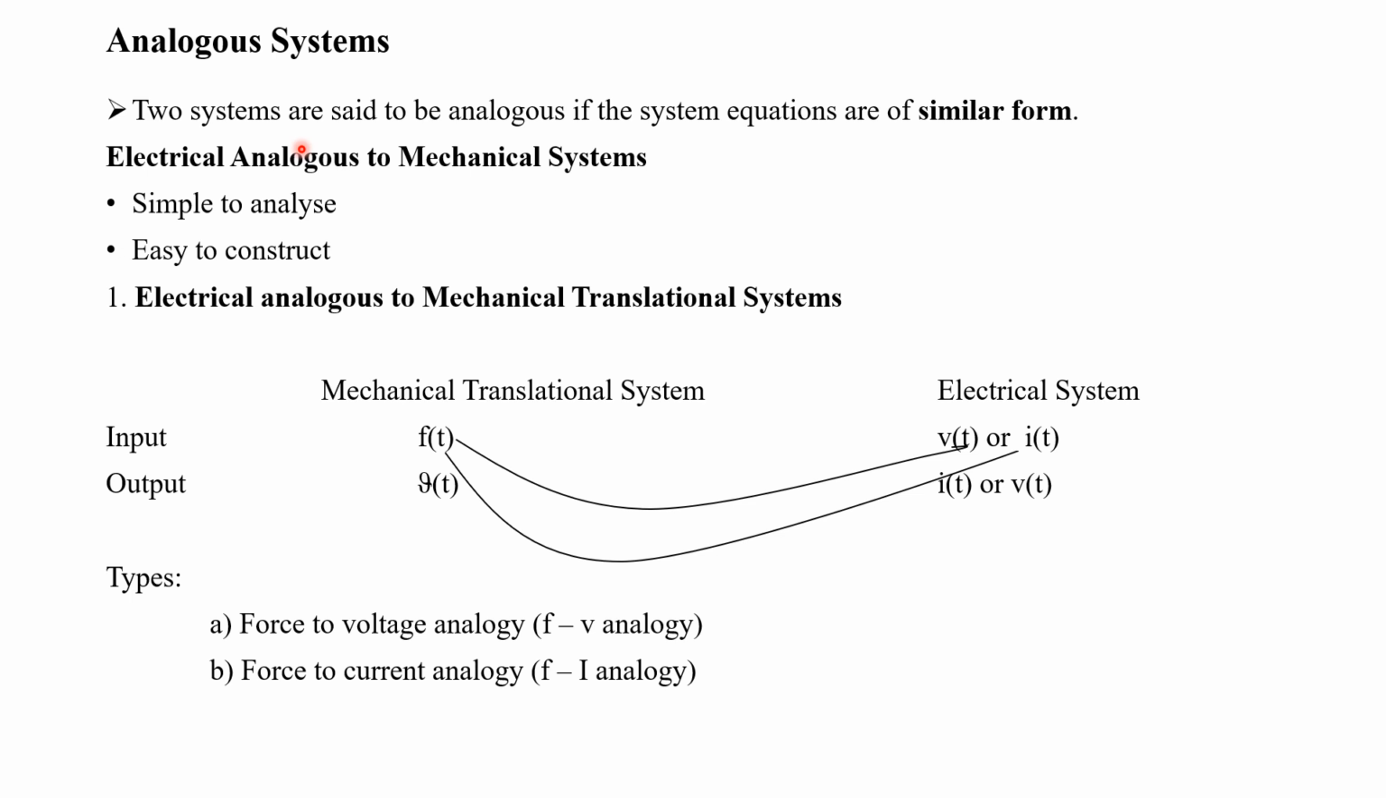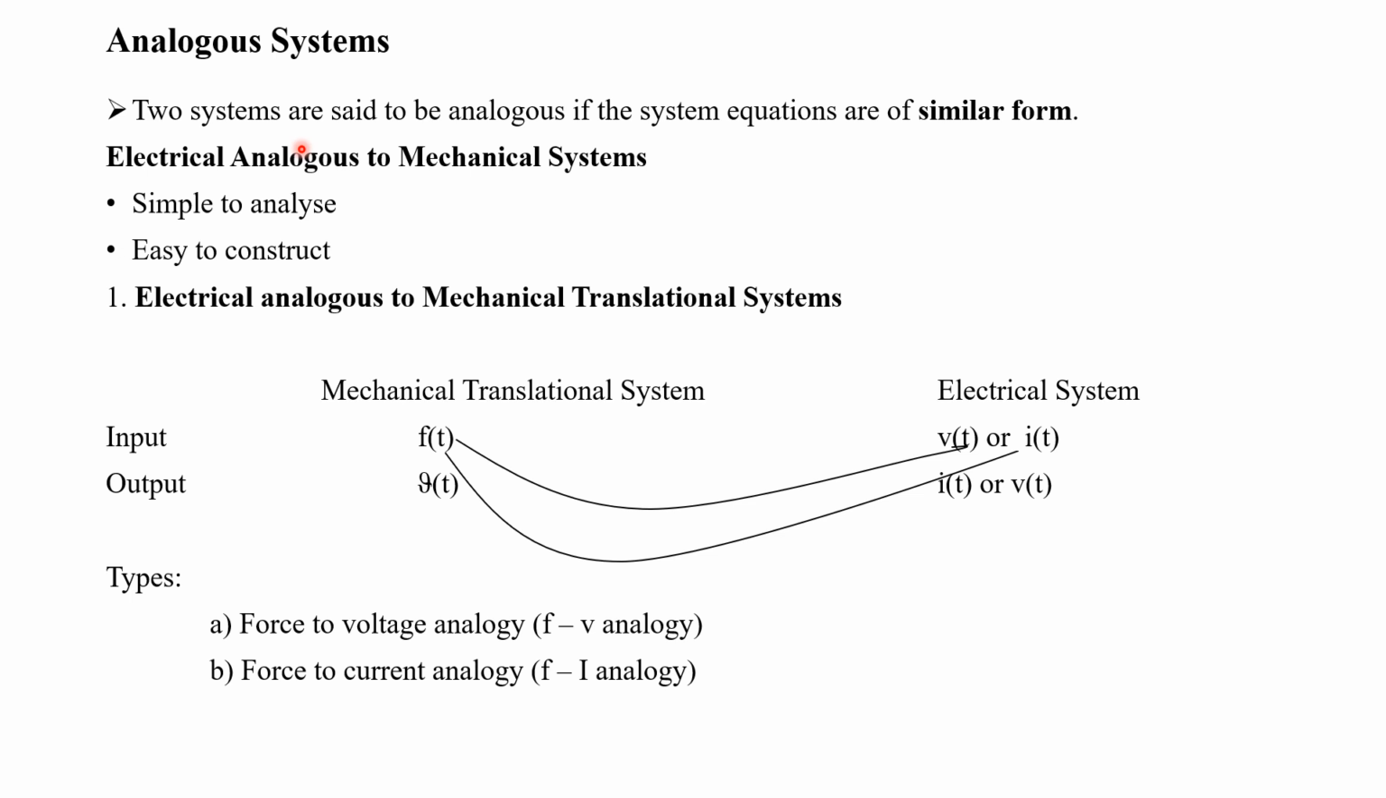Under mechanical systems, we have studied two types, that is mechanical translational systems as well as mechanical rotational systems. First we are going to transform the mechanical translational system into the electrical system. That is nothing but the electrical analogous to mechanical translational system.